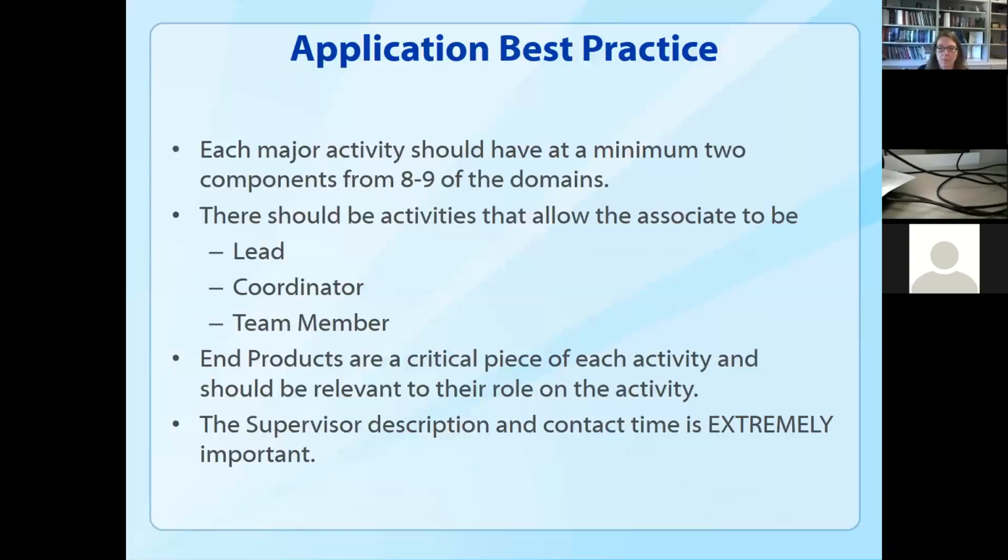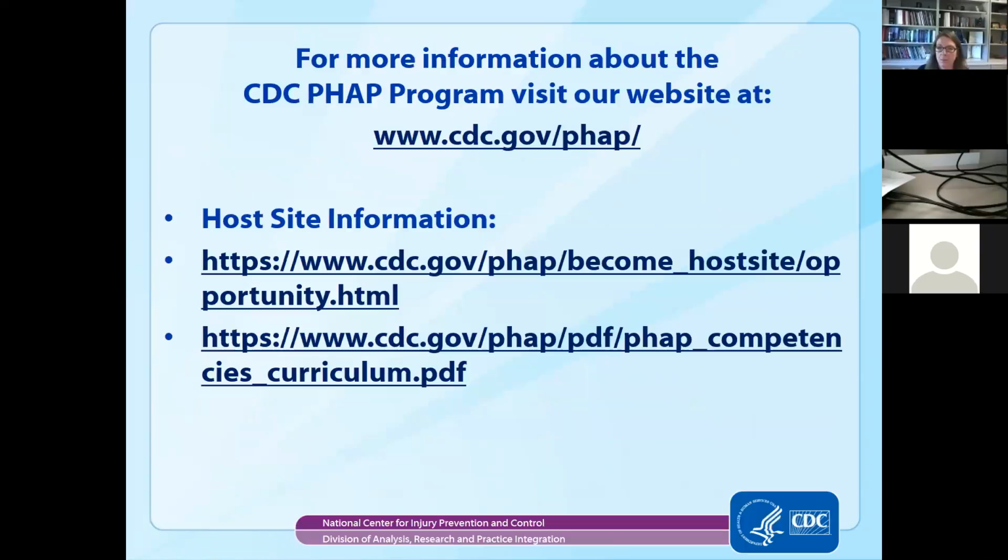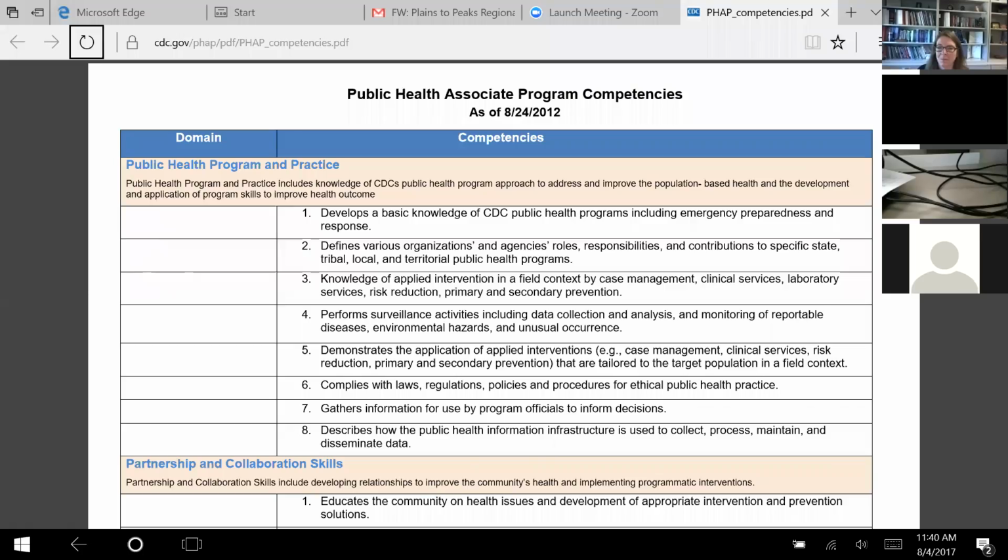And finally, of course, the supervision and description and contact time is extremely important. Most of you have been in the game for a long time. Make sure you write your bio in a way that lets people know that you are an expert in your field and that you've been an expert in injury for a while, because that's a huge part of the application points. The supervisor is a major component of the application. And I think these are the main sites. So those are the components.